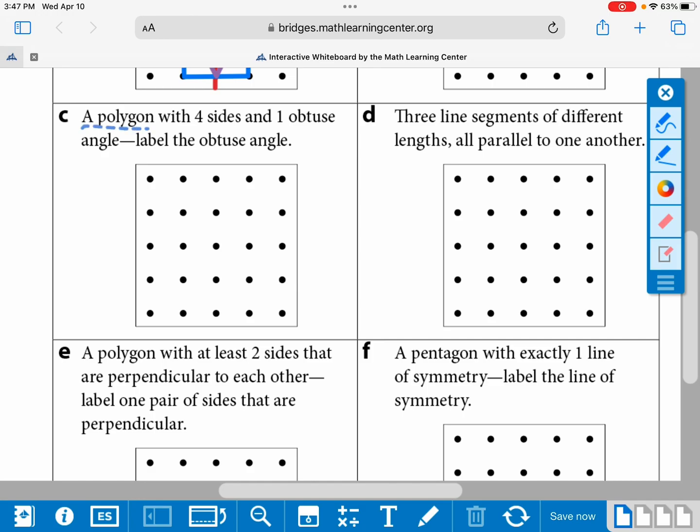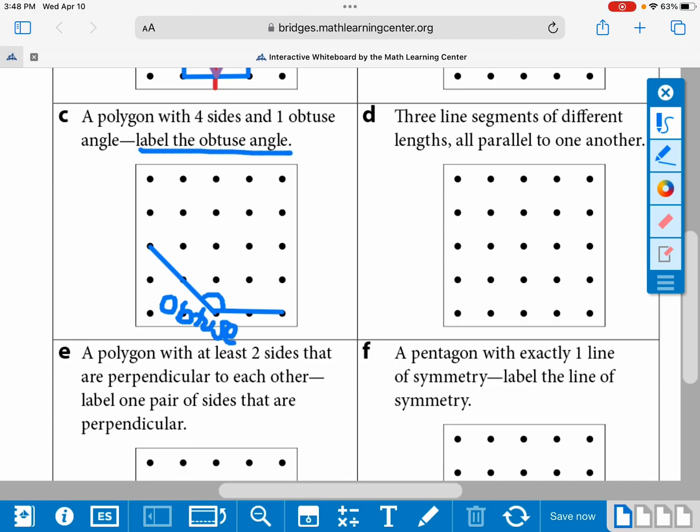C, polygon with 4 sides, and 1 obtuse angle. So kind of what we talked about in class when going over something like this. When it gives you a set amount of sides and angles that you need to meet, I've always found it easiest to start with that angle. And so right here you can see we start with an obtuse angle right from the jump.